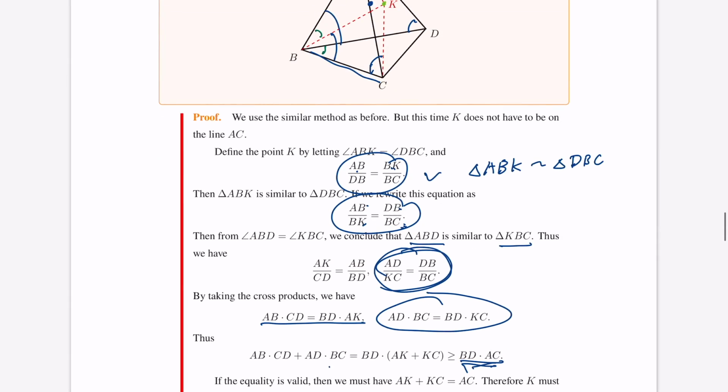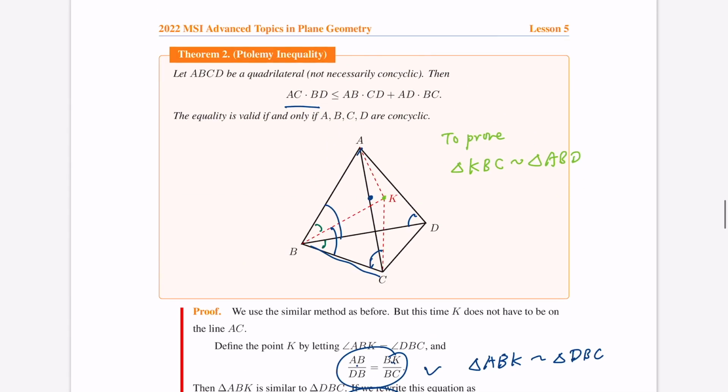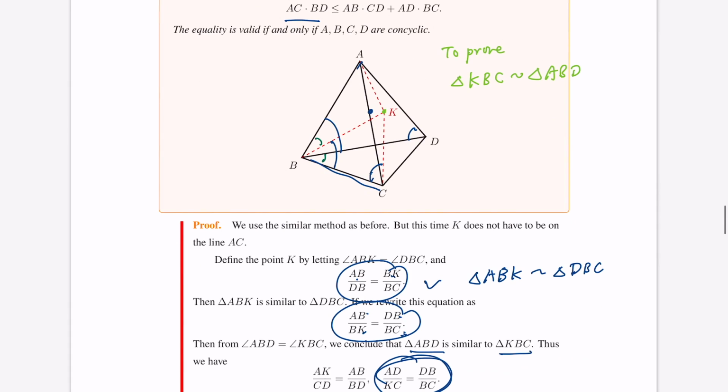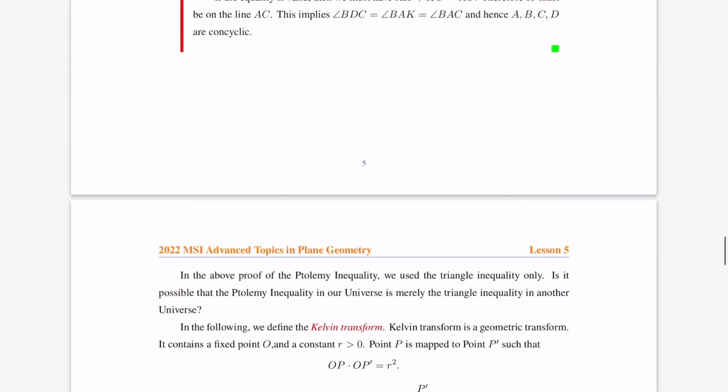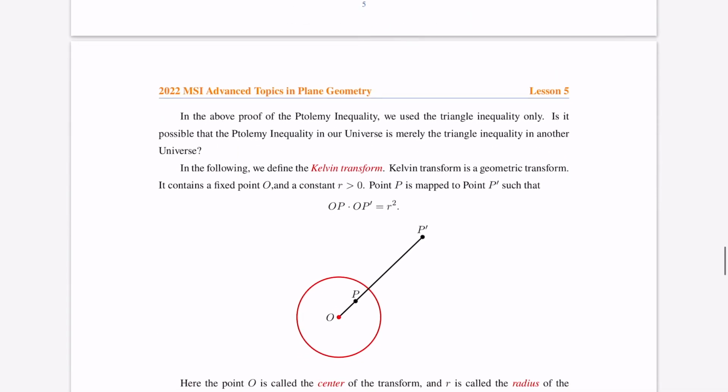All right, I like this a lot. This is called the Ptolemy inequality, which is even more general than the Ptolemy theorem. It's quite general; it states that for any quadrilateral, this is true. Okay, so that's the first topic.